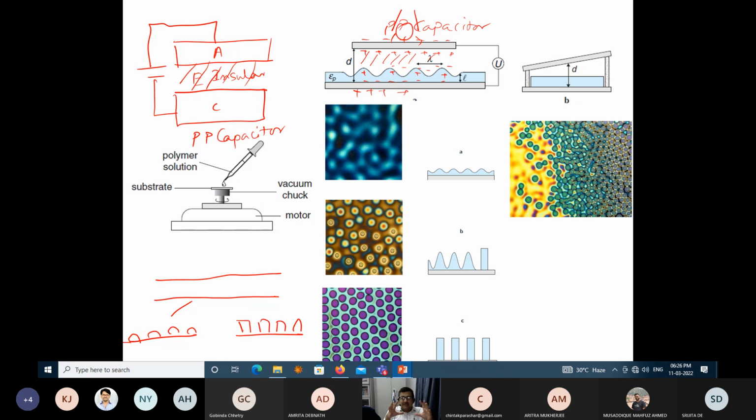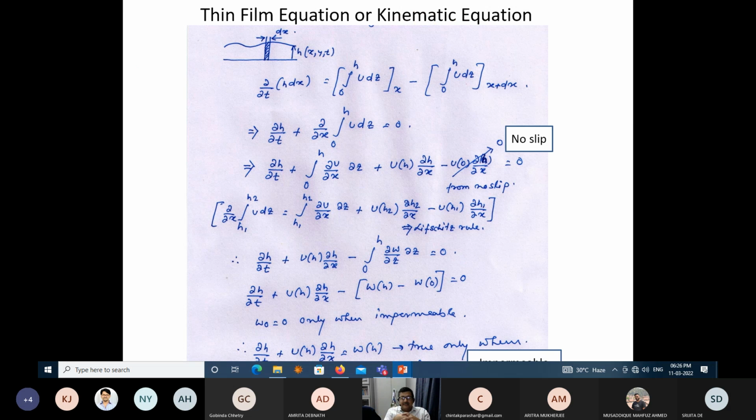Okay. So now let us weave the theories that we have learned around these two problems. Whatever we have learned in terms of the governing equations, boundary conditions, and forces, how do we bring in that knowledge to describe the system, right? To do that, first we derive an equation which is called the famous thin film equation.